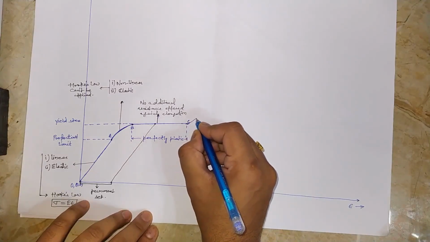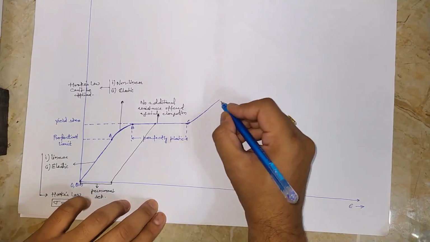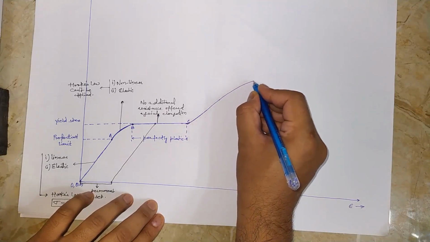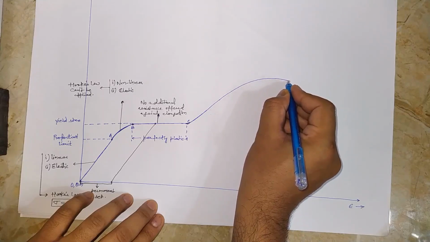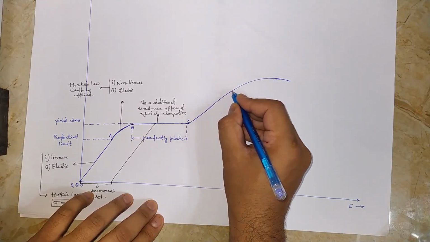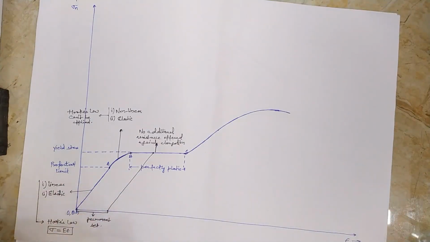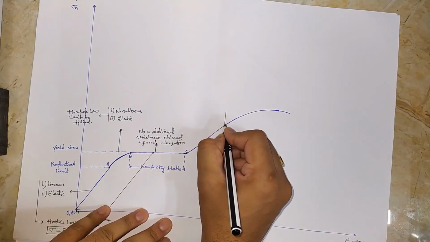So as we keep elongating the material after C, we find that the material again starts to offer additional resistance to elongation. Material again starts to offer increased resistance to elongation.